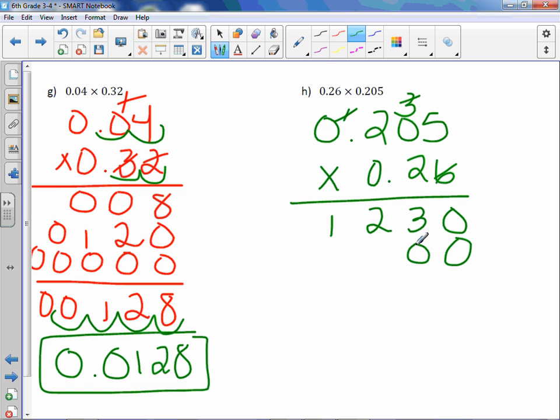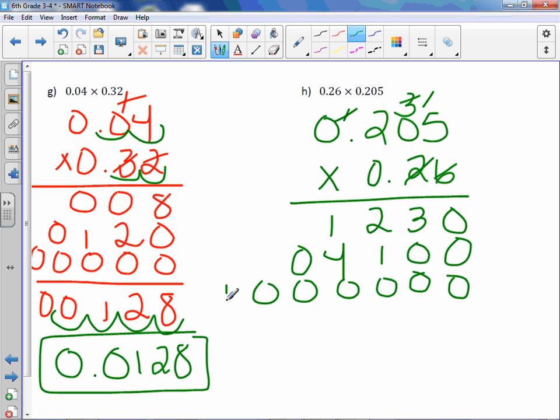2 times 5 is 10, carry the 1. 2 times 0 plus 1 is 1. 2 times 2 is 4, and 2 times 0 is 0. Cross off the 2 and put 2 placeholders. 0 times 5 is 0, 0 times 0 is 0, 0 times 2 is 0, and 0 times 0 is 0. Add them up.